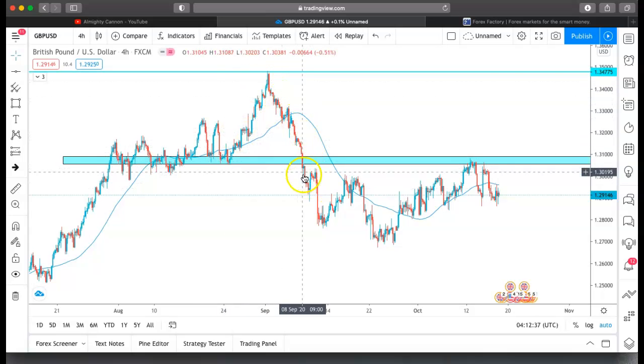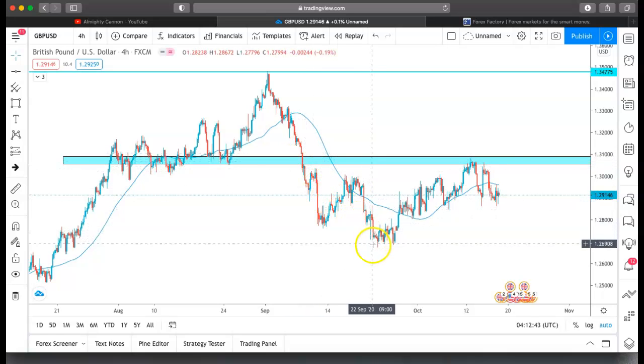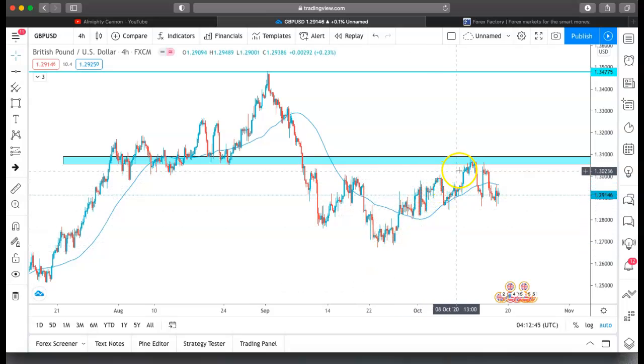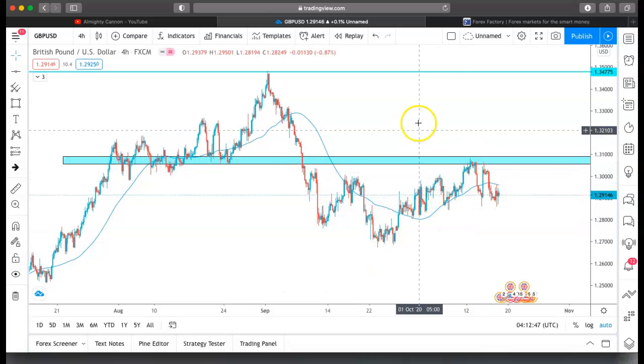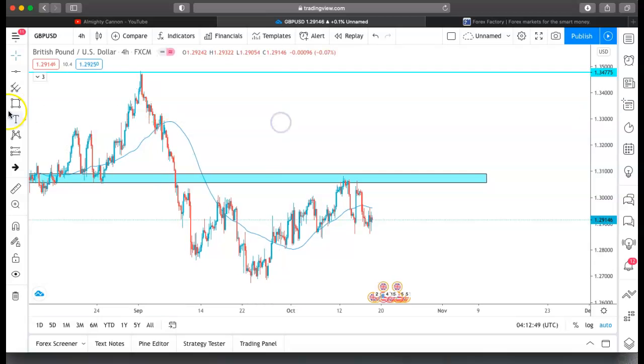So we have a good sell here, but once we broke out of this box, we're going to realize that the market continued to go down. But once we reached that box again, the market rejected. So what we have to realize is, I'm going to type this out.